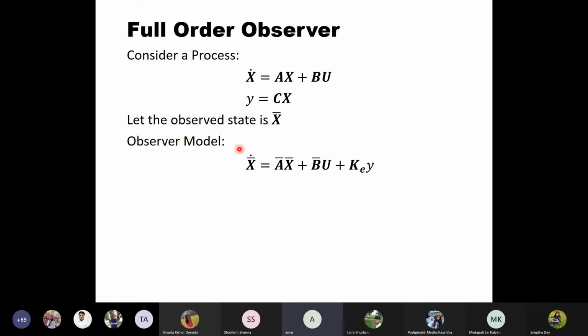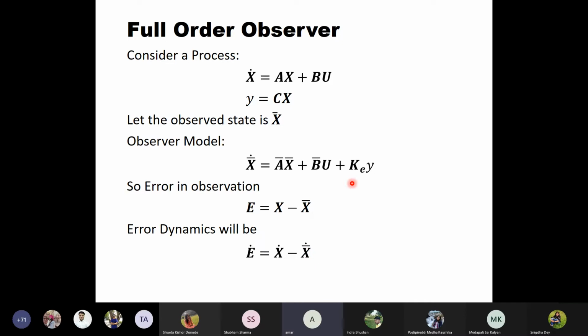Now, once we decide on this observer model, which is similar in structure to the process state equations, then we define the error in observation. So the error in observation is nothing but e, which is x minus x bar. So x bar is the estimated state, x is the actual state.